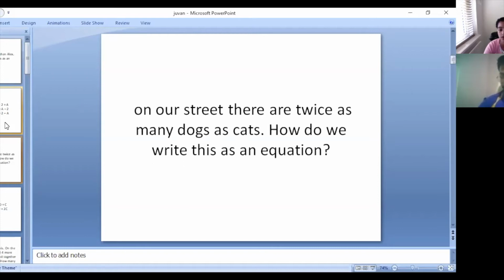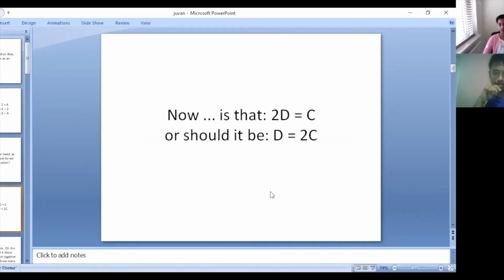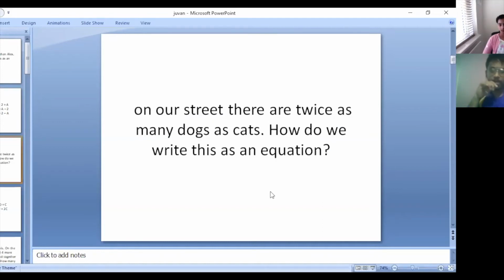On our street, there are twice as many dogs as cats. How do we write this equation? The question here is, on a street, there are twice as many dogs as cats.